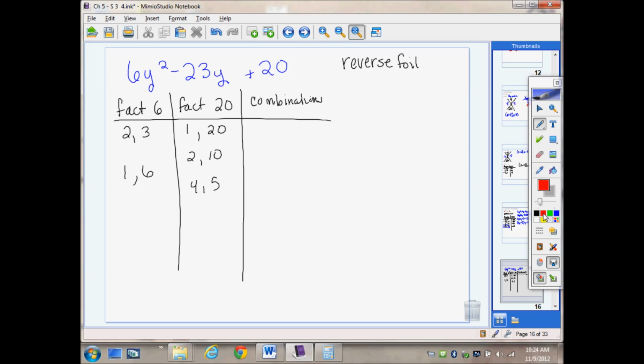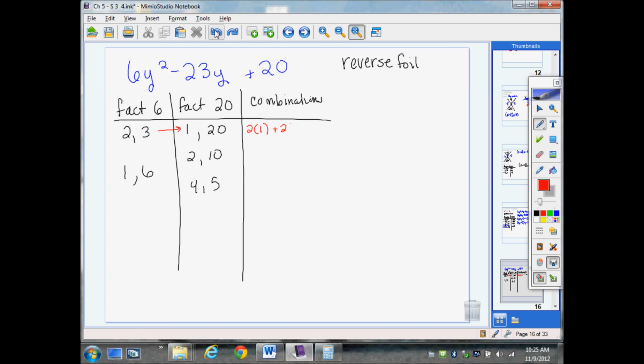If I try the first combination, and I do 2 times 1 plus 3 times 20, so 2 times 1, 3 times 20, I'm going to get 62. This does not work. So then I'll try it the other way, and I'll do 2 times 20 plus 3 times 1, and that gives me 43.